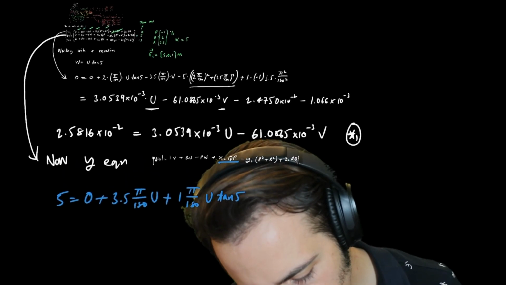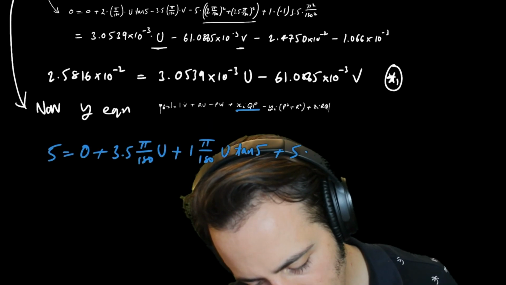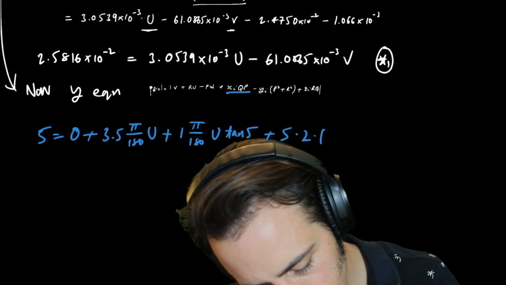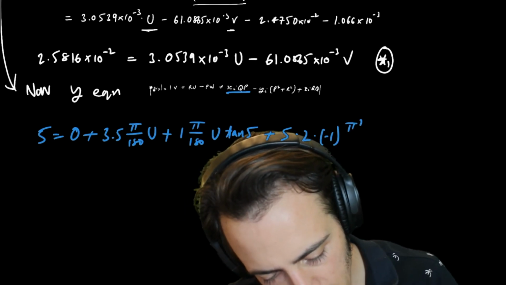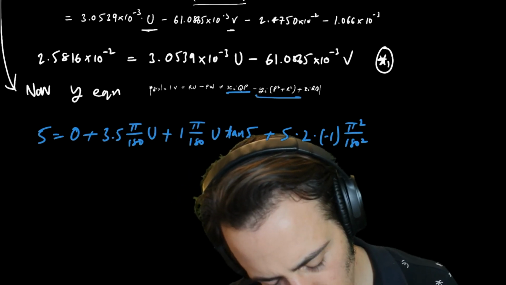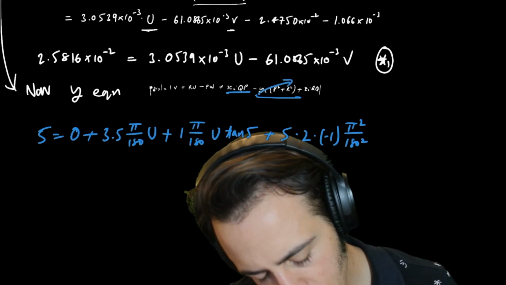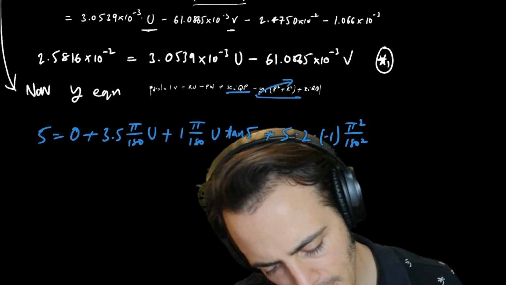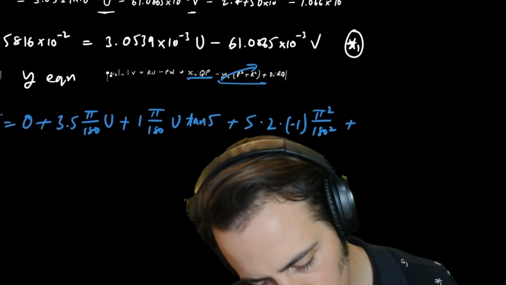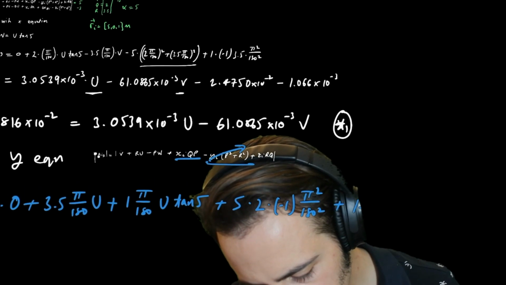So xi was 5, plus 5 multiplied by qp. So that was 2 and minus 1 multiplied by pi squared on 180 squared. Plus yi is 0. That's the probe is nowhere dislocated in the y-axis. And we've then got plus zi, which was I think 1. Yeah, 1 multiplied by rq. So that's 3.5 and 2.